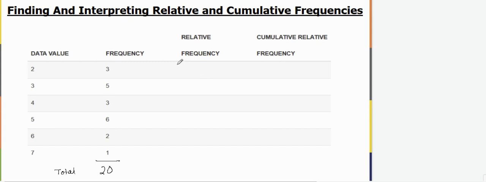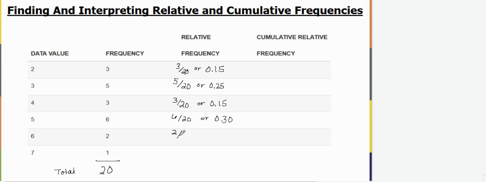So the first row, we're going to take 3 and divide it by 20. And then we can convert that to decimal form. So we could also say it's 0.15. We're going to take 5 and divide it by 20. In decimal form, it will be 0.25. We're going to take 3 over 20. And in decimal form, that's 0.15. Again, we already know. We could do 6 over 20. And even with the calculator, we know we can just double this, right? It's double. So it's 0.30.